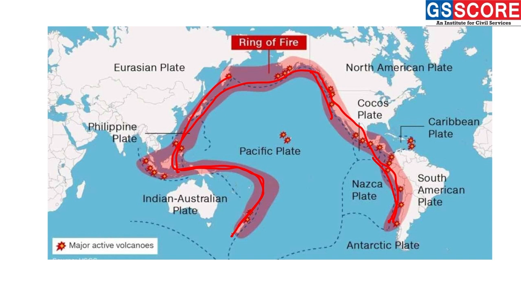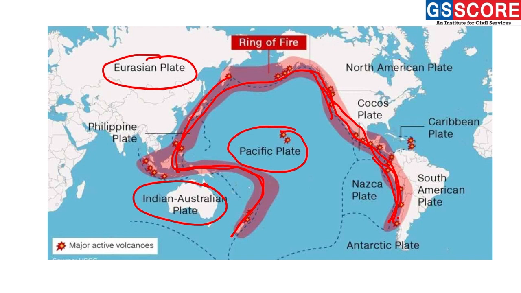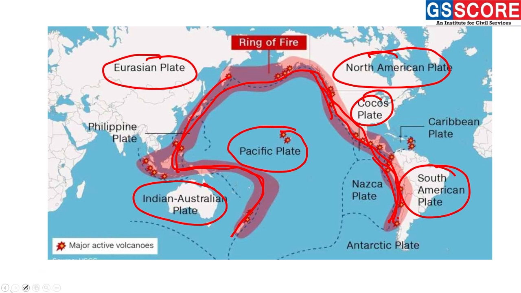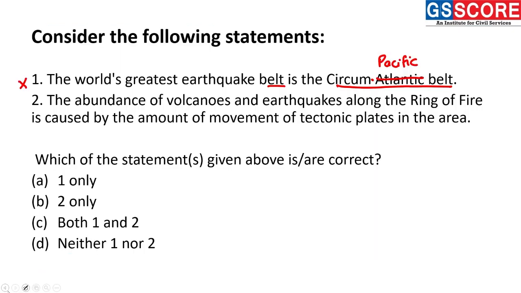So these are the regions. This region basically consists of various plates. In the center we can see the Pacific plate, and on the different sides we can see the Eurasian plate towards the western region, the Indo-Australian plate, then the North American plate, Cocos plate, and South American plate on the other part. Thus, statement 1 is an incorrect statement.